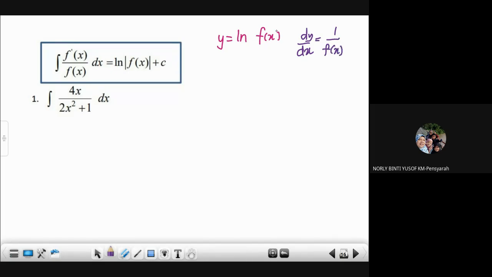Lepas tu you kena differentiate the function f(x). So you times with f prime x. Lepas tu you punya formula for ln differentiation adalah macam ni kan.